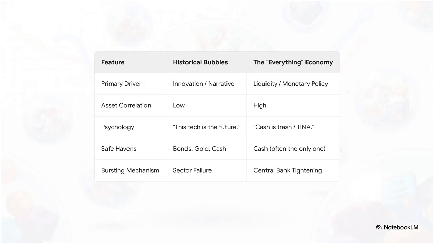And this table just lays it all out. The primary driver went from a narrative to just liquidity. Asset correlation used to be low, now it's super high. The psychology is totally different, from this new tech is the future to just cash is trash. And this is so important. Look at the safe havens. They've basically disappeared. And how do these bubbles pop? It's not one sector failing anymore. It's the central banks themselves deciding to turn off the money printer.